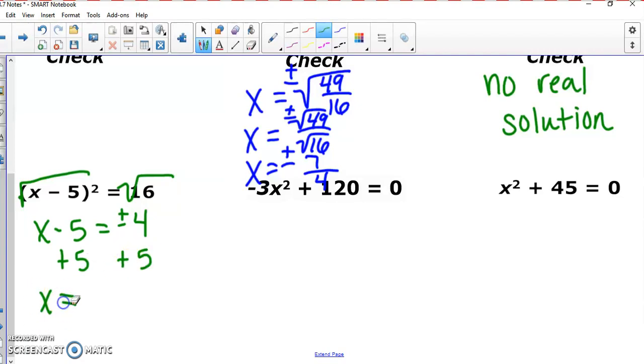And then what you need to do then is go positive 4 plus 5 gives you a 9, and then a negative 4 plus 5 gives you a 1. So there would be my 2 answers here then. Okay, so go ahead and check yourself on the other 2, pause the video, do these next 2, and then you can press play again and we'll do the final story problems.